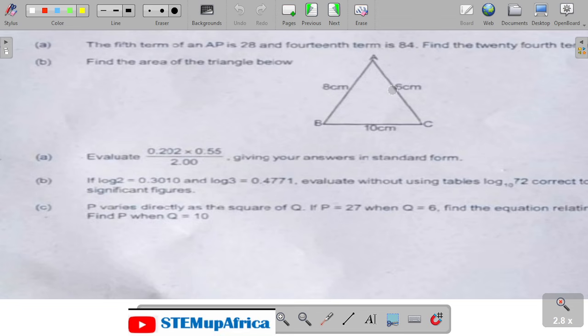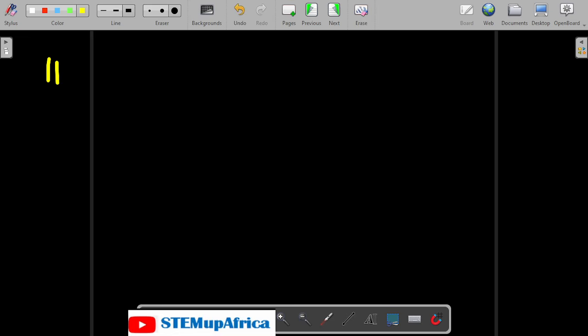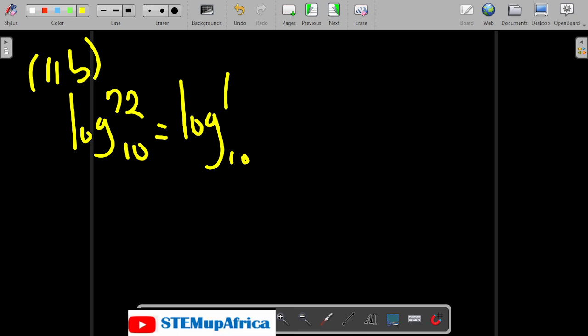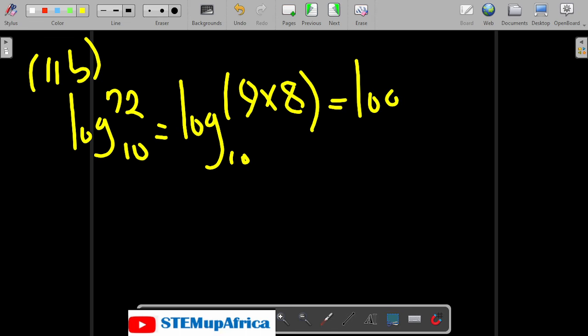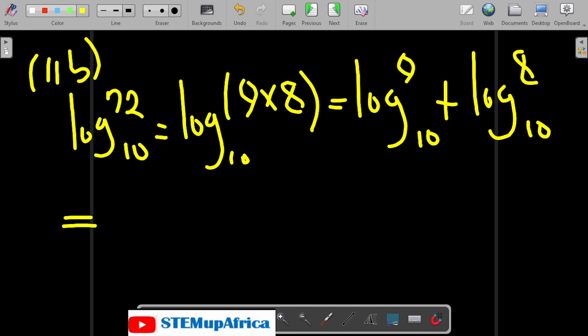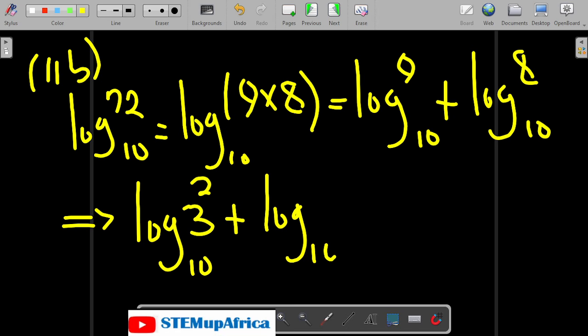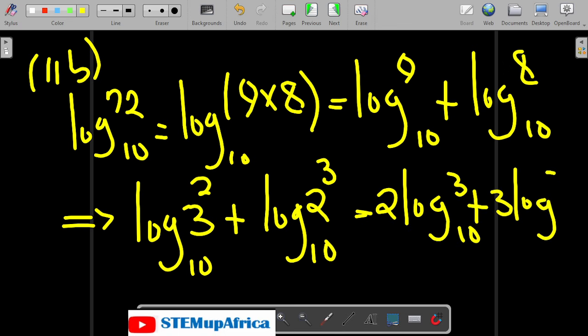Then let's see question 11b. It says if log 2 is this and log 3 is this, evaluate without using tables log 72. So 11b, log 72 in base 10 will be written as log in base 10 of 9 times 8. 9 times 8 is 72. If I apply the law of logarithm, I can write this as log 9 in base 10 plus log 8 in base 10. 9 is 3 raised to the power 2, and 8 is 2 raised to the power 3. Applying the law of logarithm, the power law, I'm going to have 2 log 3 in base 10 plus 3 log 2 in base 10.